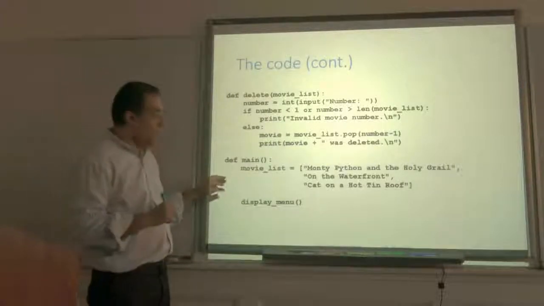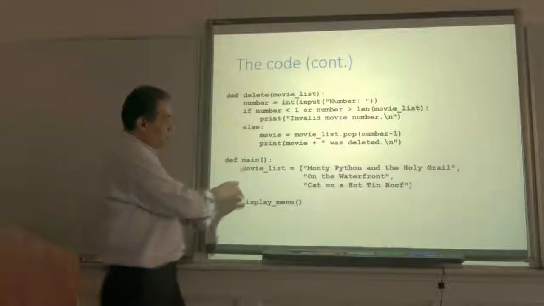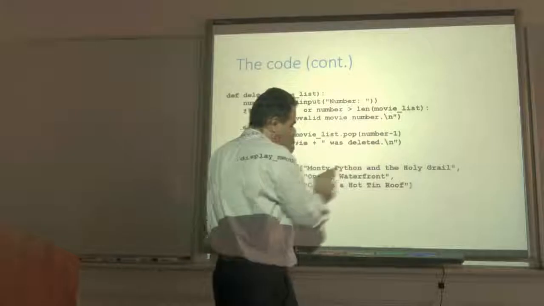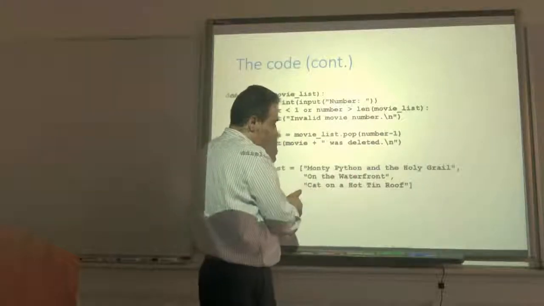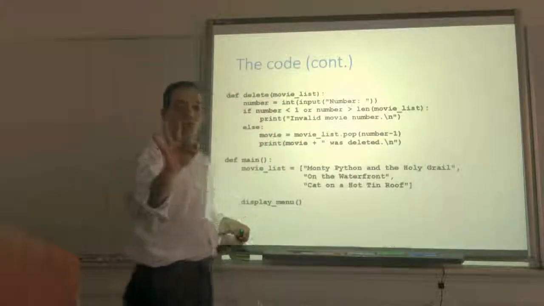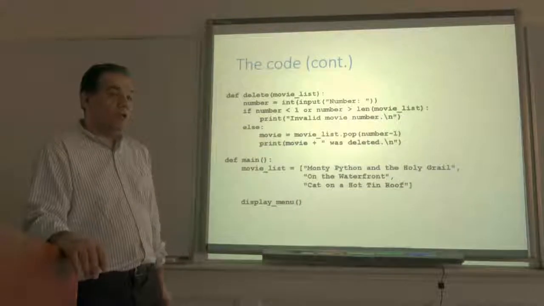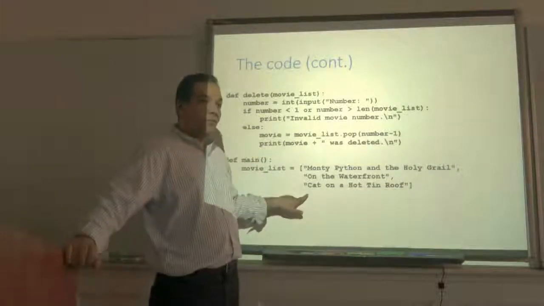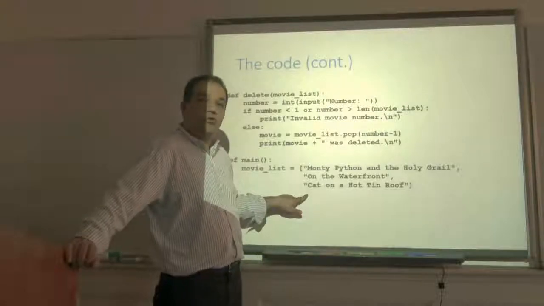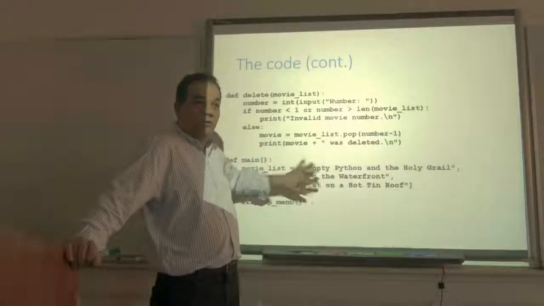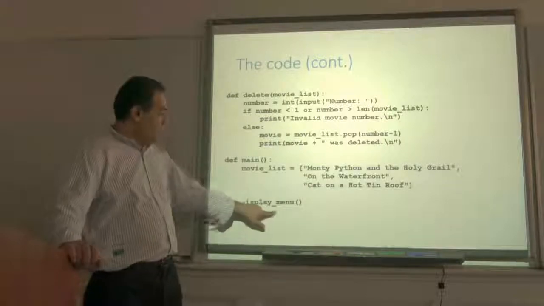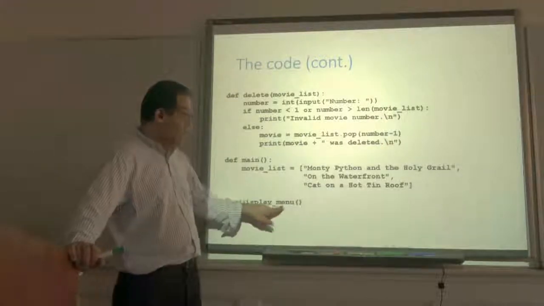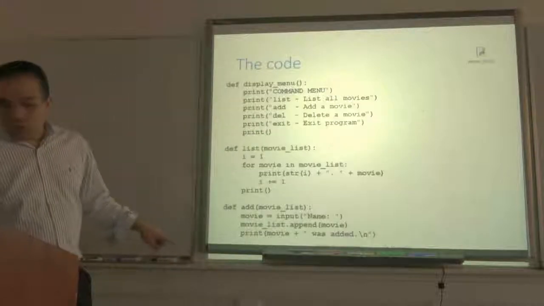So in the main, what do you start with? You start with the movie list. You have the first movie, the second movie, the third movie. How many movies do you have? 3. If I add another movie here, it will be number 4. But once I close the program, it's gone. It's not ideal, right? Then what I'm doing here is calling the menu, displaying the menu. So it's going to call which one?